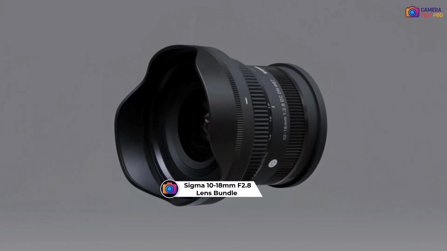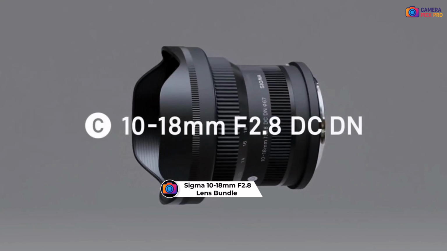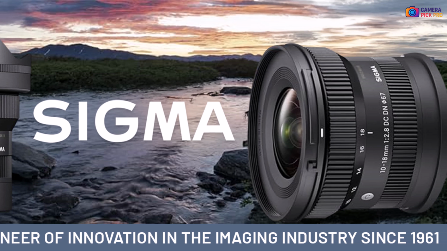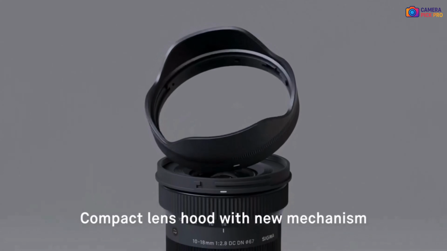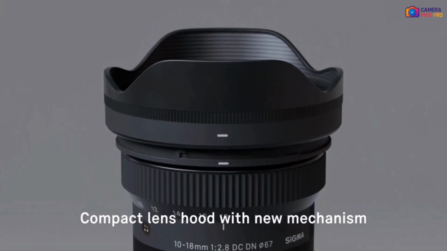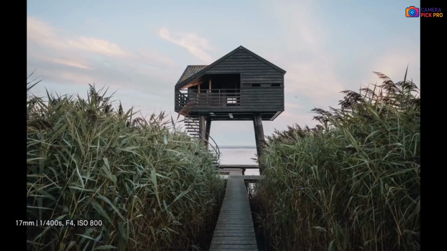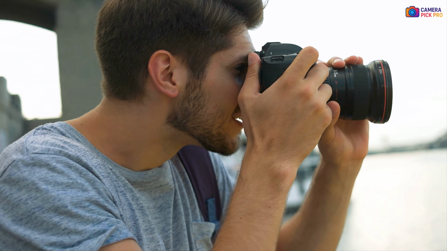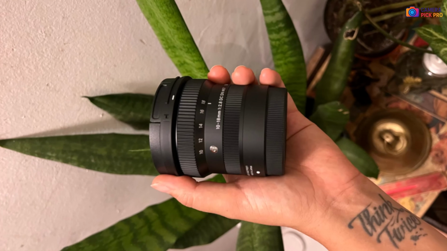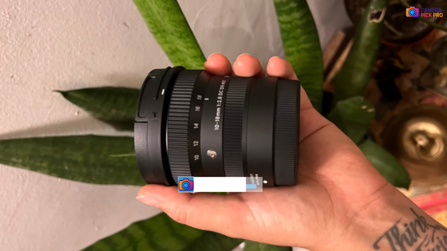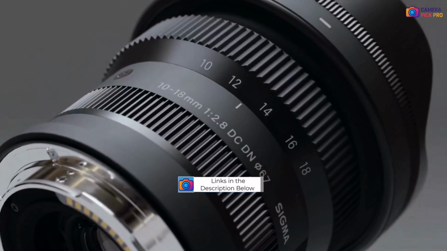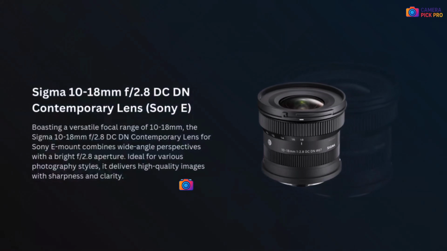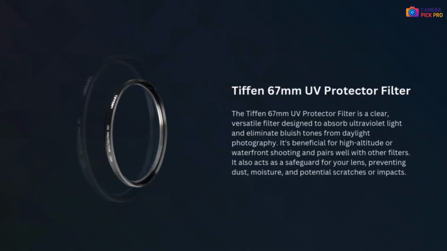Number 6. Sigma 10 to 18mm f2.8 Lens Bundle. Best ultra-wide lens for Sony ZV-E10 II. Vlogging and video in 2026. The Sigma 10 to 18mm f2.8 DC DN Contemporary lens for Sony E is a strong choice for creators looking for one of the best lenses for Sony ZV-E10 II in 2026, especially for vlogging, travel videos, real estate shots, and cinematic wide-angle content. Its ultra-wide 10 to 18mm zoom range gives Sony ZV-E10 II users more flexibility when filming handheld, capturing landscapes, or recording in tight indoor spaces.